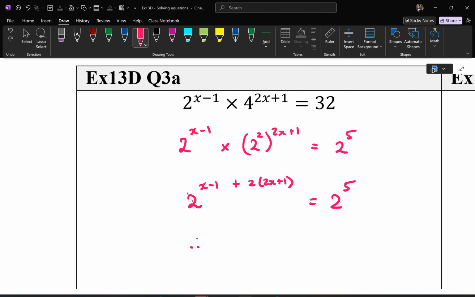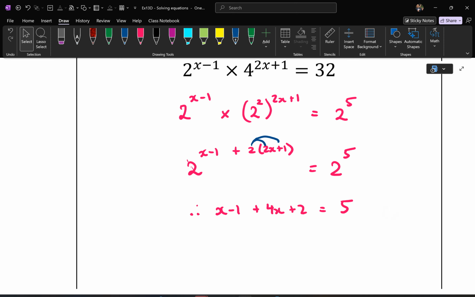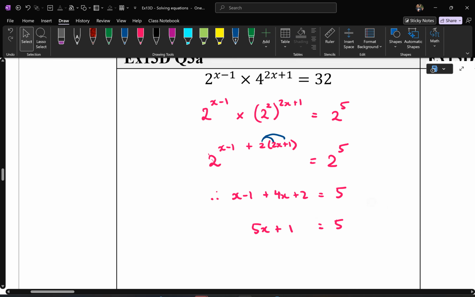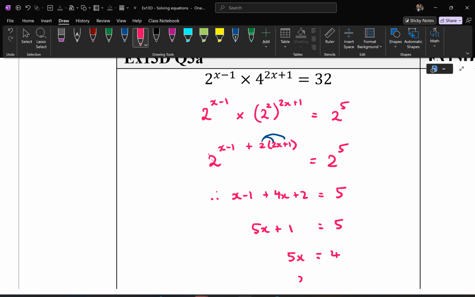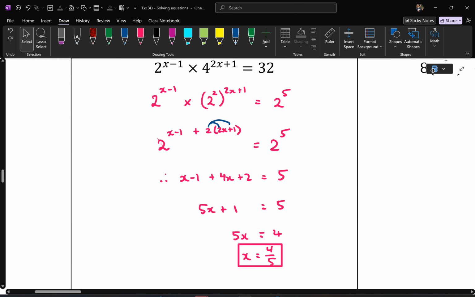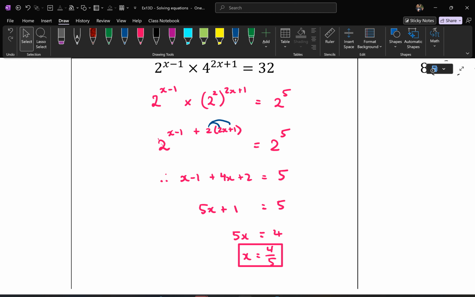So you should now have, therefore, x minus 1 plus, I guess if you expand it, 2 times 2x and 2 times 1, that's 4x plus 2 is equal to 5. That means 5x plus 1 is equal to 5. And doing a bit of quick maths here, 5x is 4, and x equals 4 over 5. So far, so good. Okay, so those are the type of questions that you'll practice at 2 and 3, just building on your year 10 knowledge.